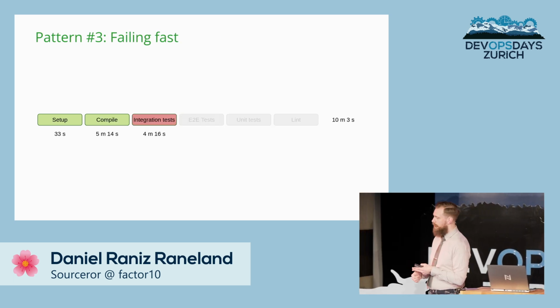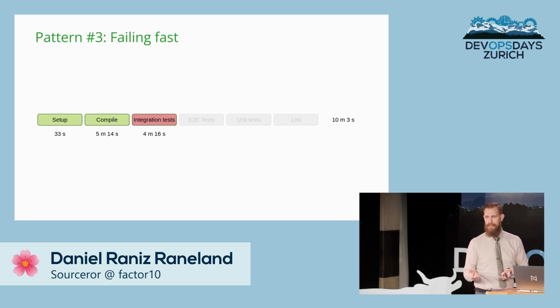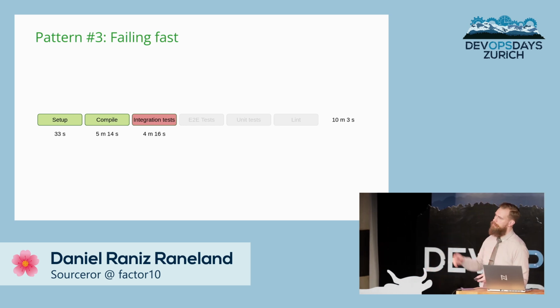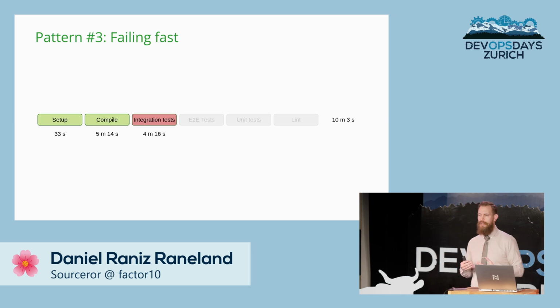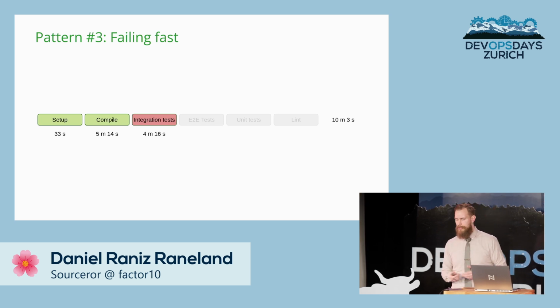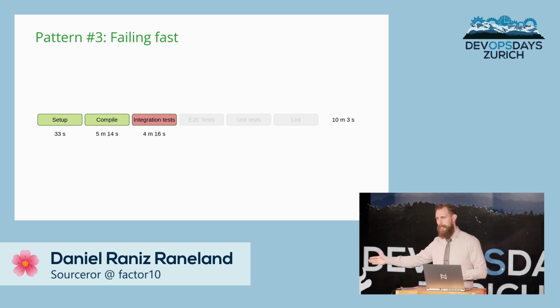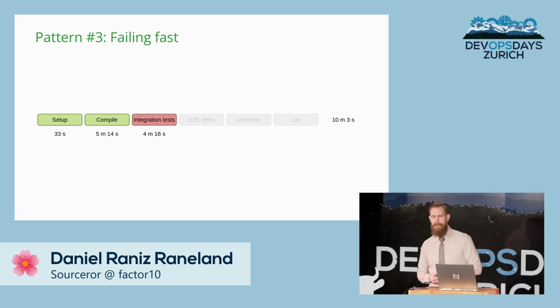So now we have the setup and the compile at the front, because we need to do those. We can't run the tests before we compile. And then we run the integration tests. And now we saved 4 minutes before we get the red signal telling us that we've messed up. Which, I mean, this is almost a 10-minute build until failure. We still need to wait for the full pipeline for the green check mark, but we get the feedback of the failure earlier.